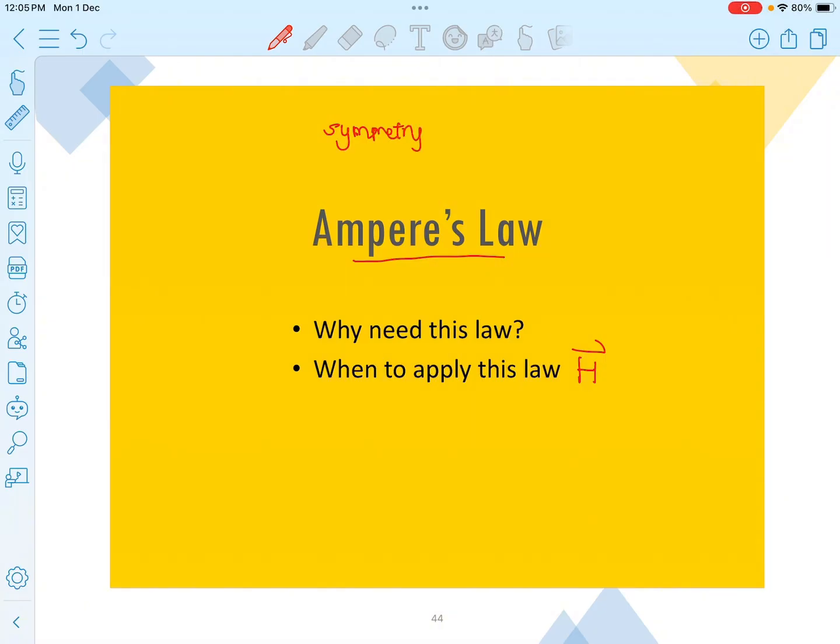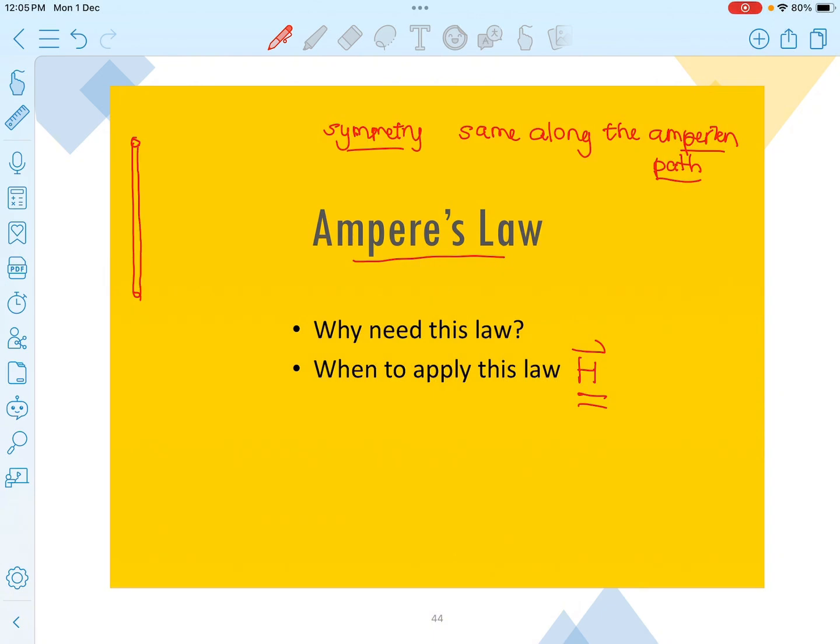Symmetric conditions mean that the magnetic field is the same along the Ampere path. Later I will explain what the Ampere path means. It is a path just like the Gaussian surface that you have to draw before you determine the magnetic field. So this law is very suitable to be applied for an infinite line.